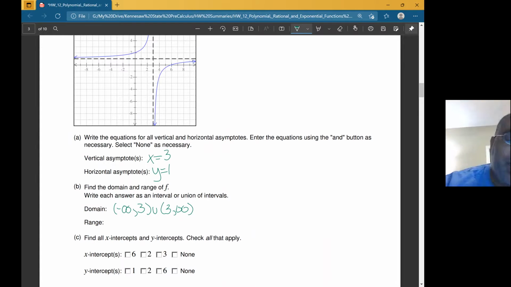All right, in the range, y cannot equal 1. So we have negative infinity to 1, union 1 to infinity. No positive infinity. All right, x-intercepts, there is 1 at 6. And y-intercepts, there is 1 at 2. All right.